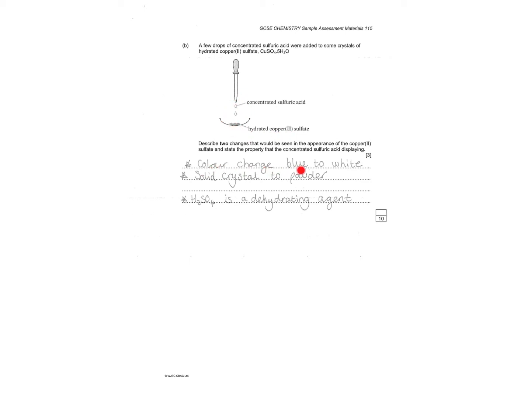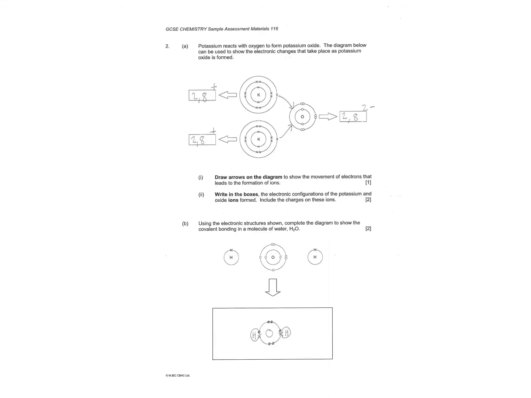It would colour change, it would go from blue to white, it would go from a solid crystal to a powder. The reason for this is that H2SO4 is a dehydrating agent. It's hydrated there, so it would take the water out of the copper sulfate.